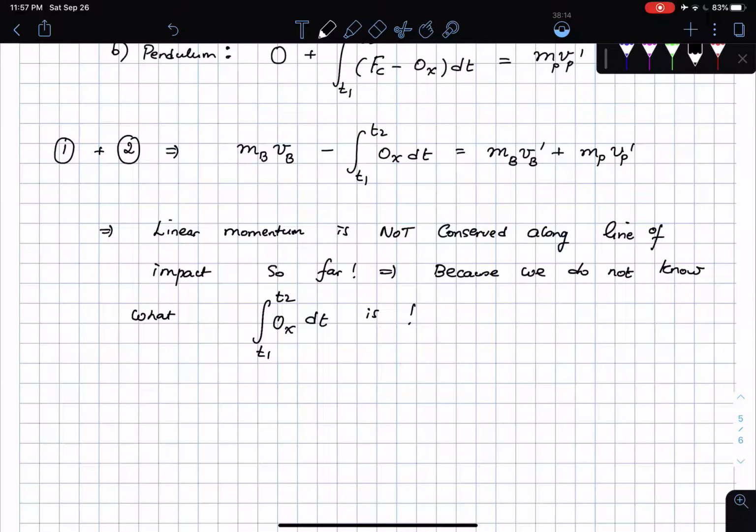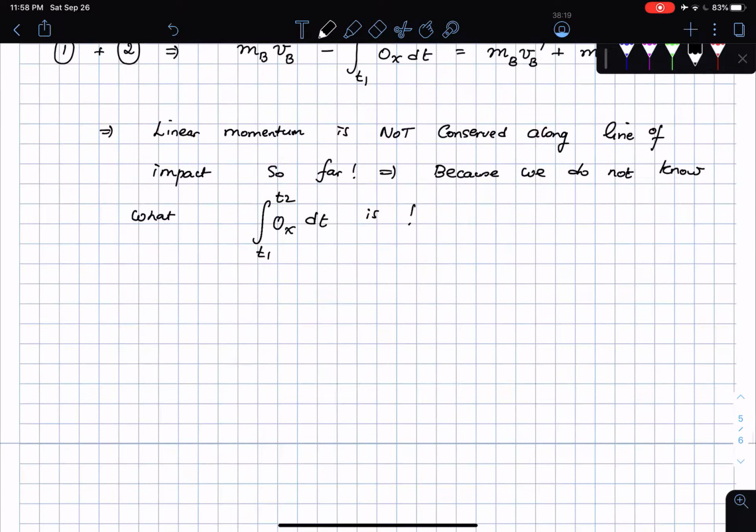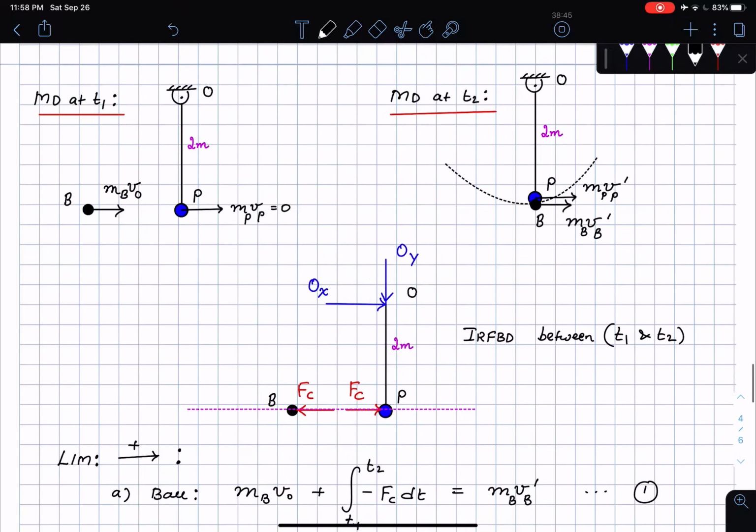I cannot proceed further. So what am I going to do next? I'm going to look at angular impulse momentum. So now, choose a suitable point to apply angular impulse momentum. What is a good point that I can choose?